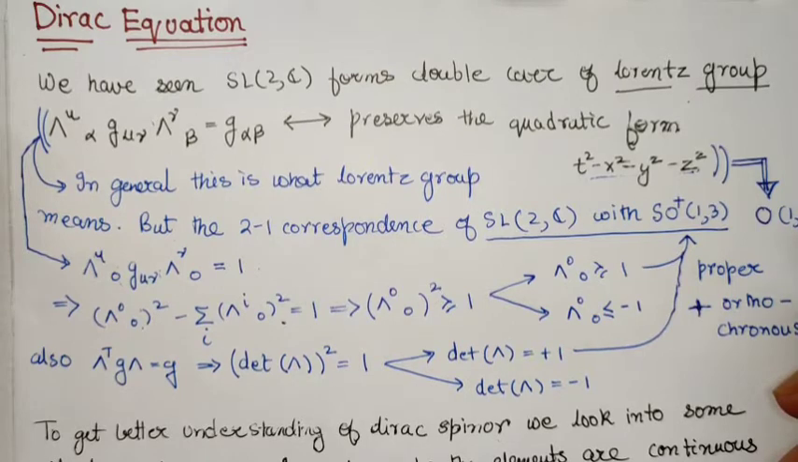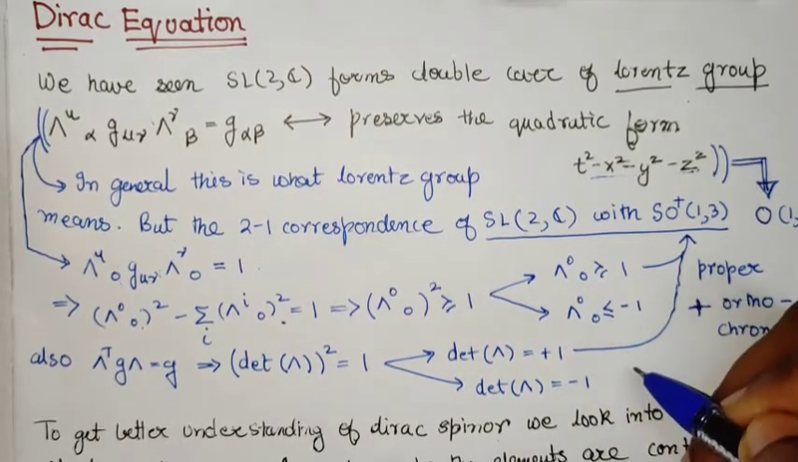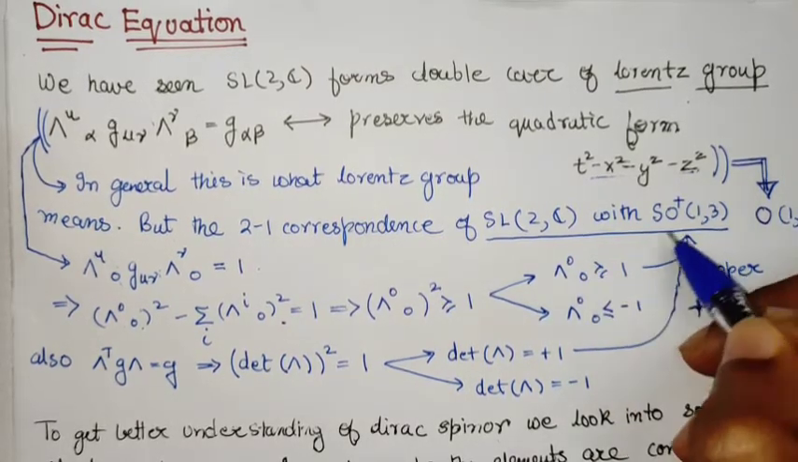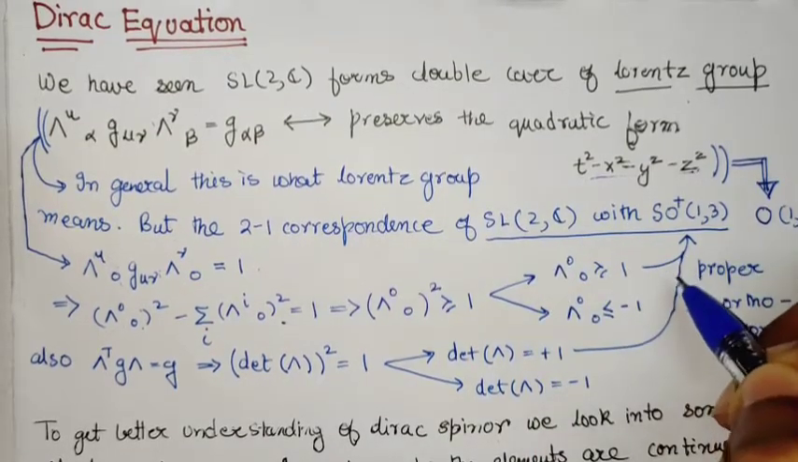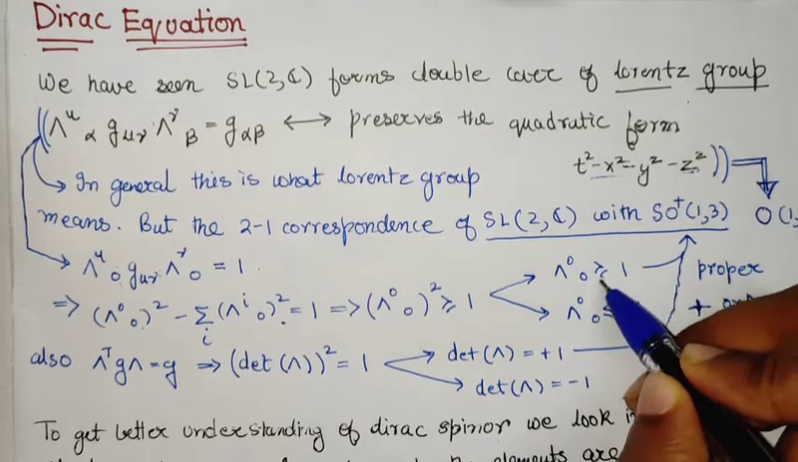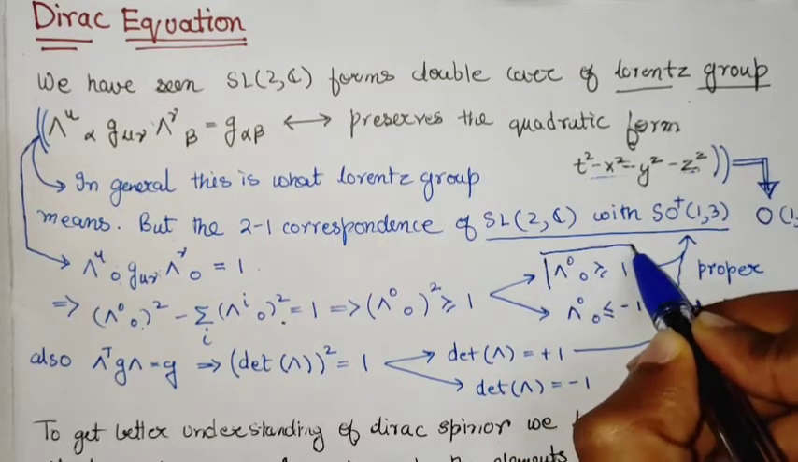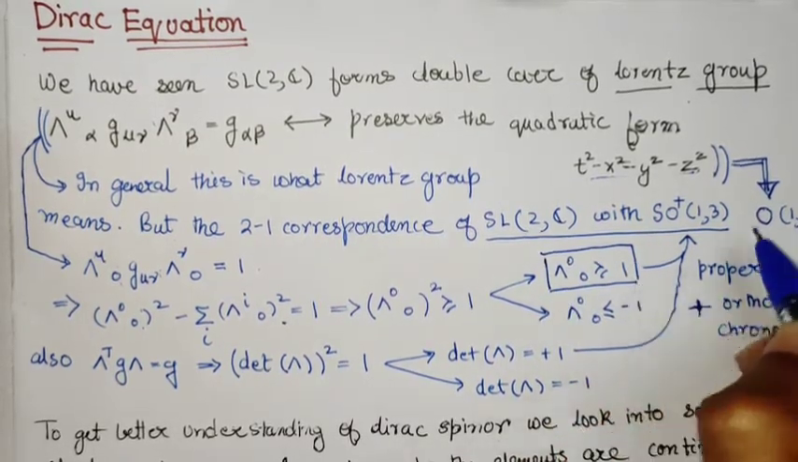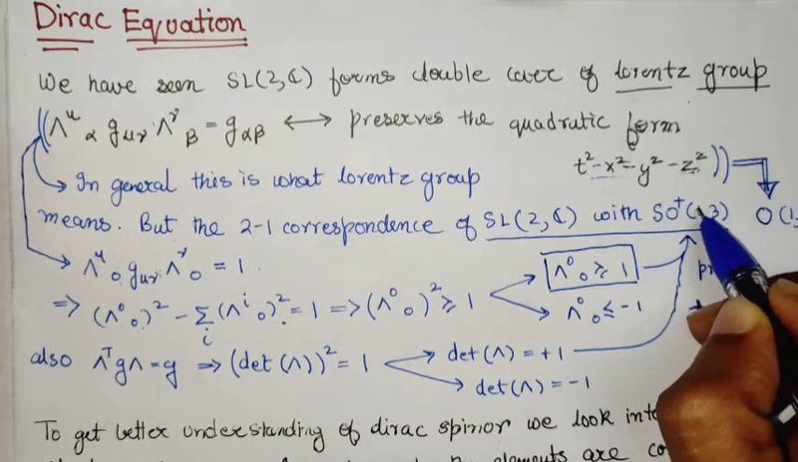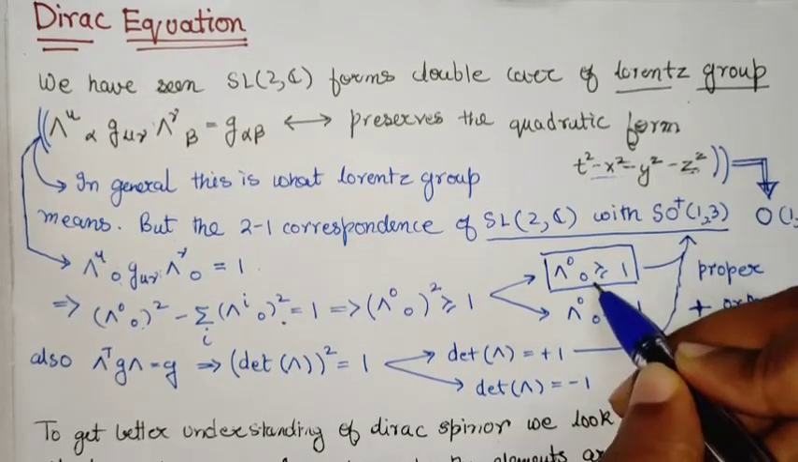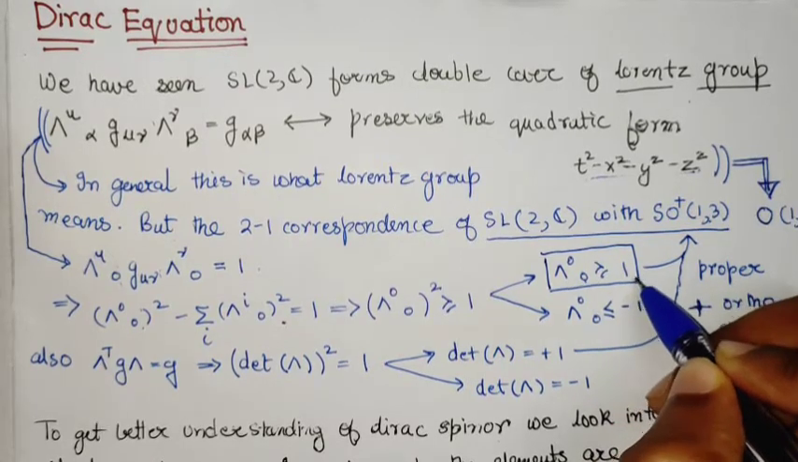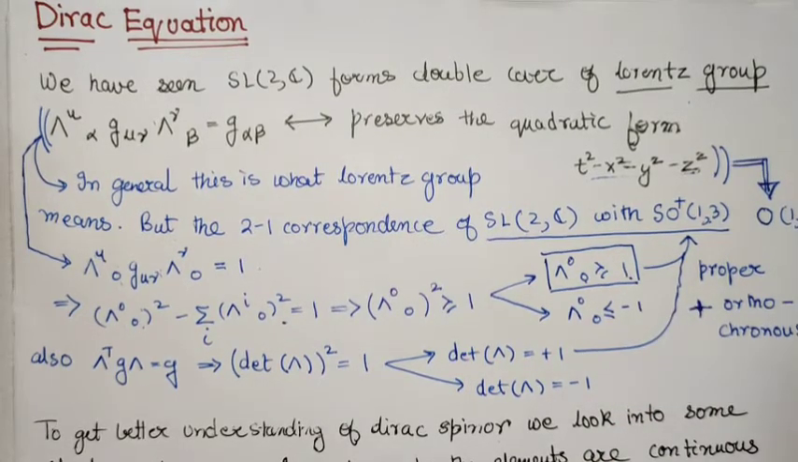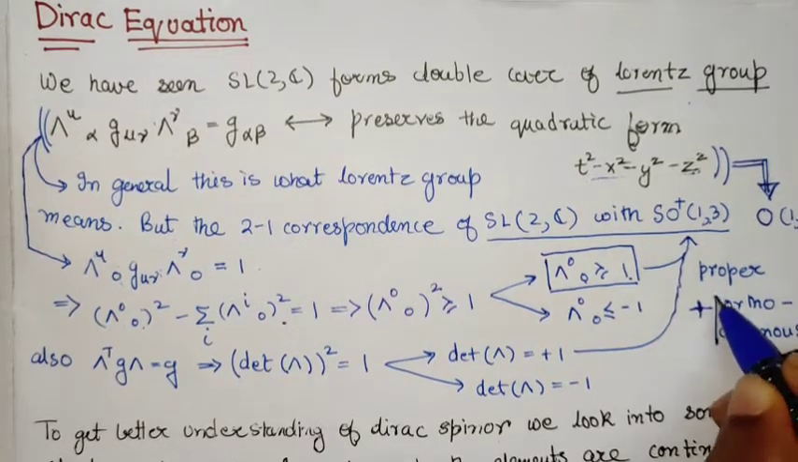So which one will it be for the Lorentz group that SL2C forms a double cover of? We take the first one. So the particular group elements of SO(3+1) are those elements which have the 0 component greater than or equal to 1, and they are called the orthochronous Lorentz group.